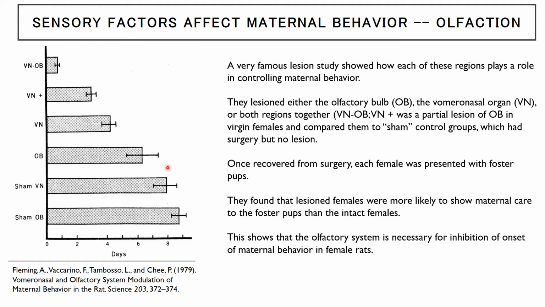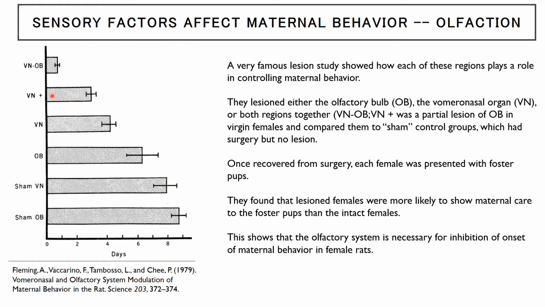When you lesion the olfactory bulb, you have a little bit of reduction in the amount of time, but not a significant decrease. So animals that are getting this lesion are now a little bit more likely to show maternal behavior. When you do the vomeronasal organ just by itself, now this is a significant difference. The time it takes to induce maternal behavior is shortened. It's around 4 days versus more than 8 days.